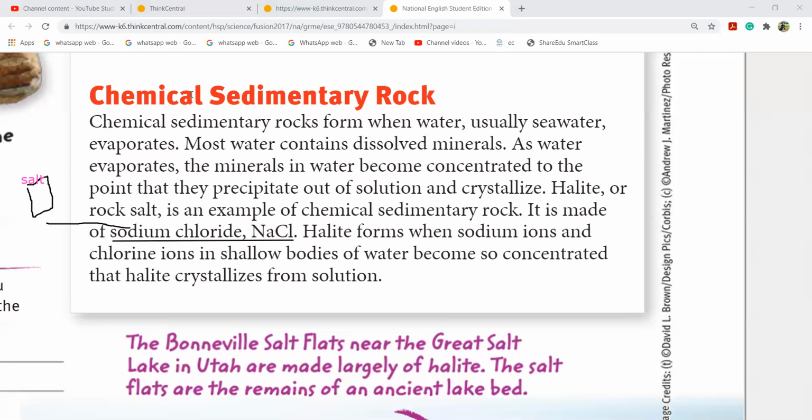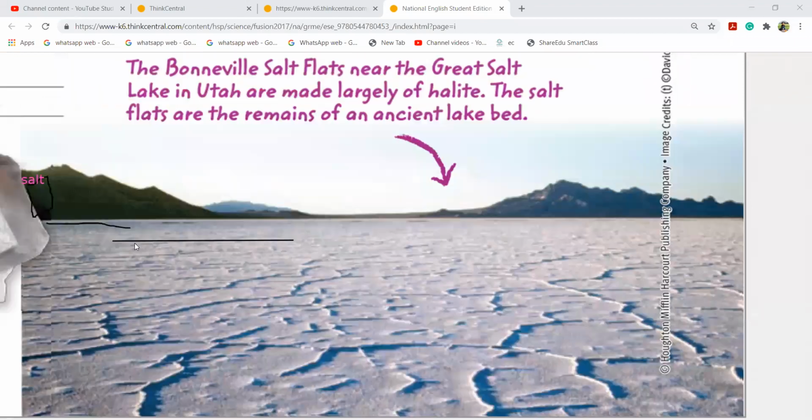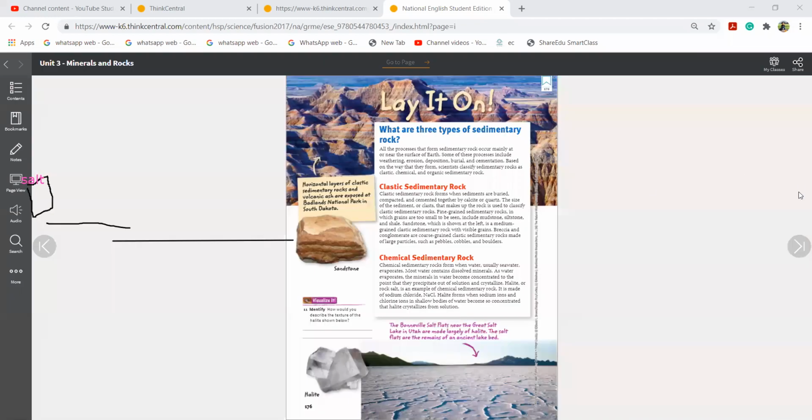They said we have left over beds of salt, like beaches of salt. See this one, these all are salts. We see the Bonneville Salt Flats near the Great Salt Lake in Utah are made largely of halite. You will not find any water here. All the salts remain like a bed, an ancient lake bed.